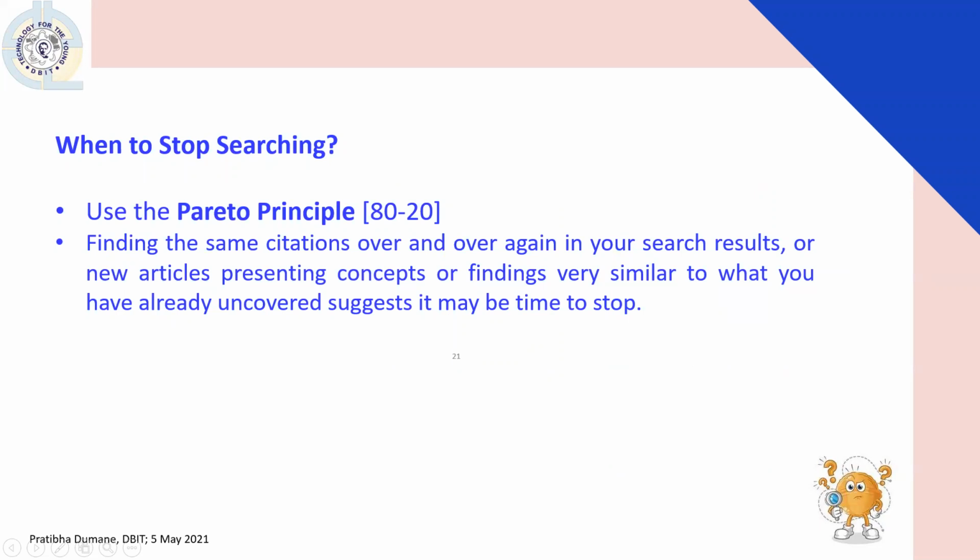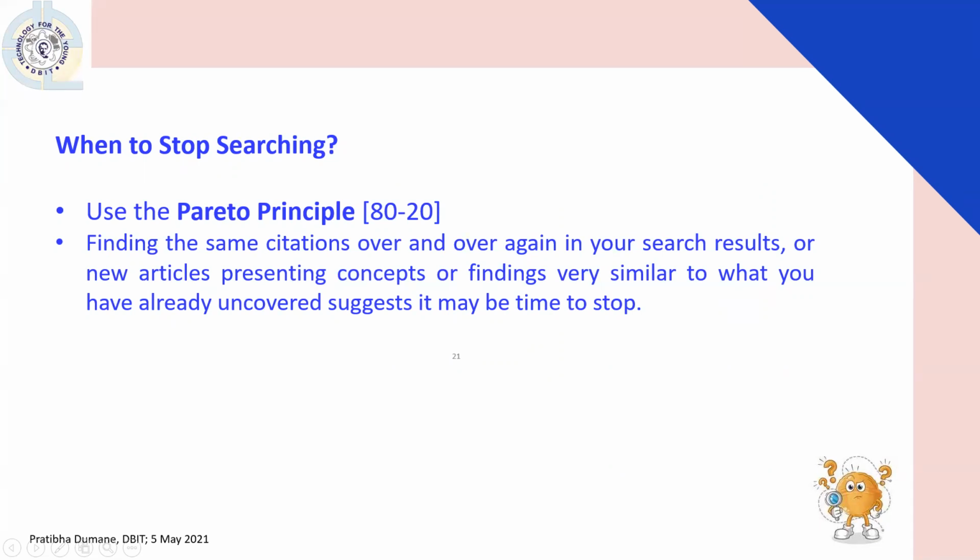Another issue is, when does one stop searching? For this, use the Pareto principle. This is the 80-20 principle. Finding the same citations over and over again in your search results, or new articles presenting concepts or findings very similar to what you have already uncovered, suggests that it may be time to stop.